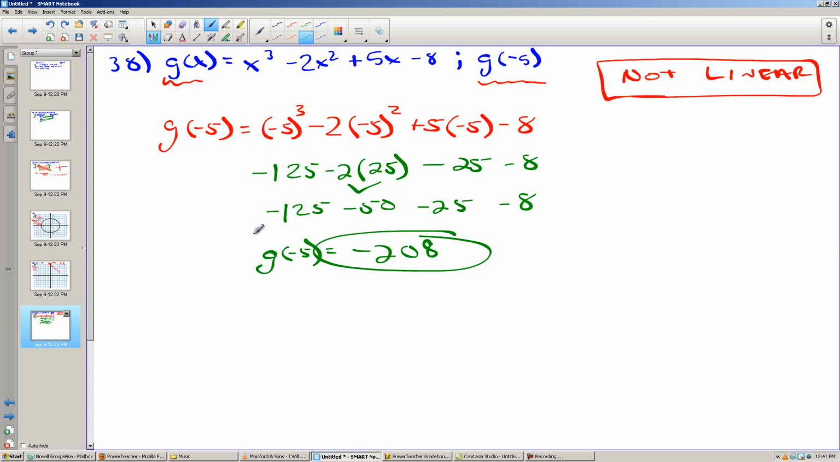Okay? So not linear, and then we just do a substitution and evaluate. Okay? That's what the homework looks like. It won't always be this way, but for now it's pretty straightforward.